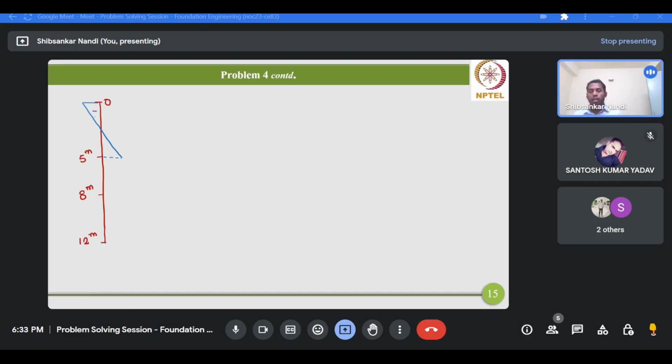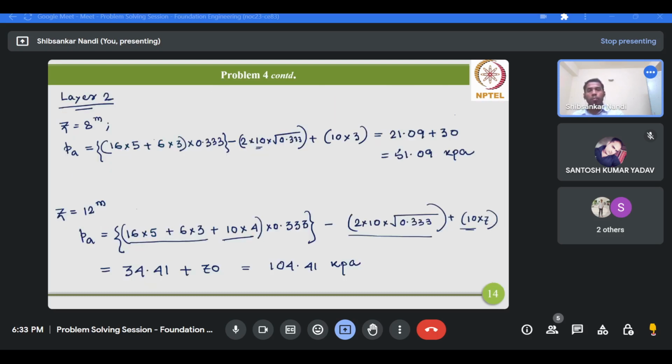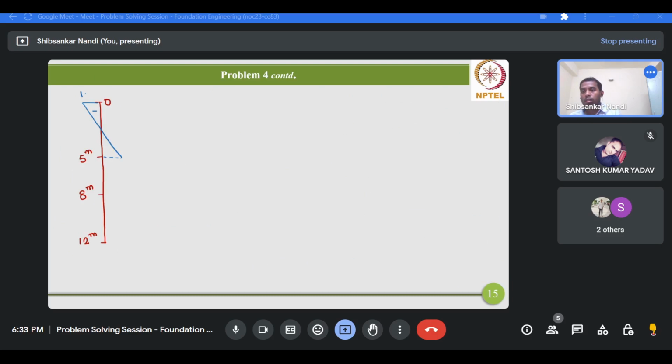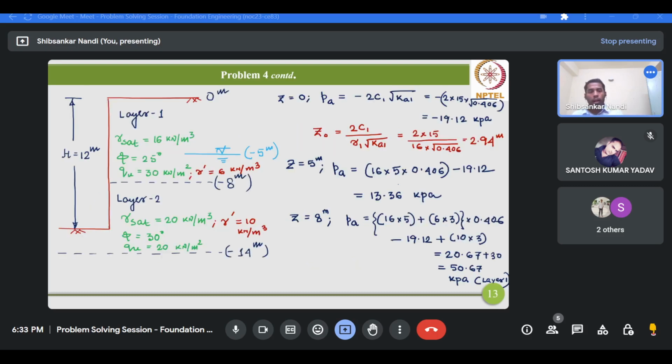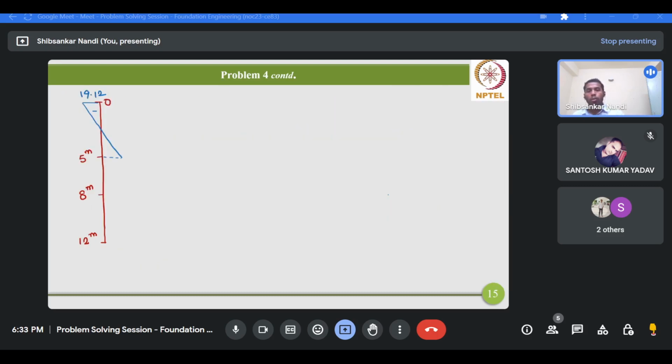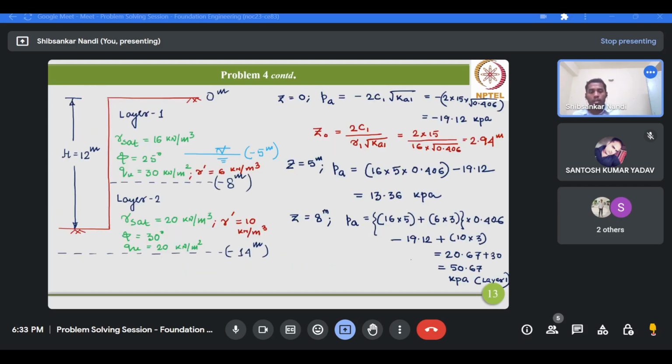So this is negative. So we have got the negative value as 19.12. Then at 5 meter we have got 13.36. Okay, so this value is your 13.36. Then we have got the value of PA at the interface as 50.67.